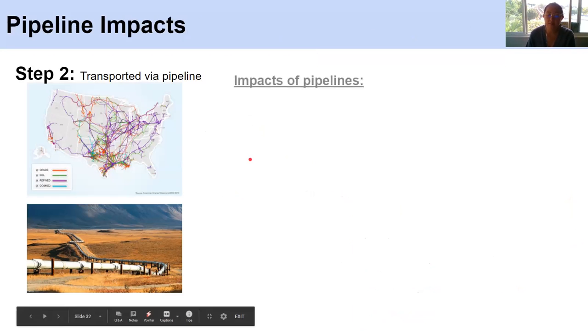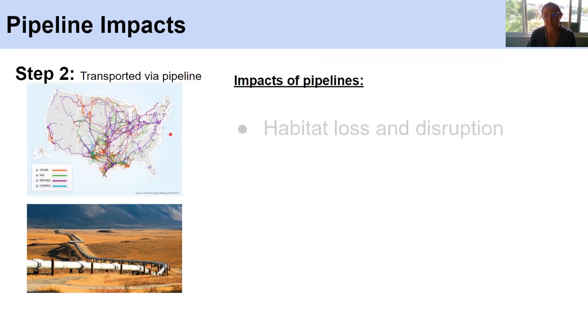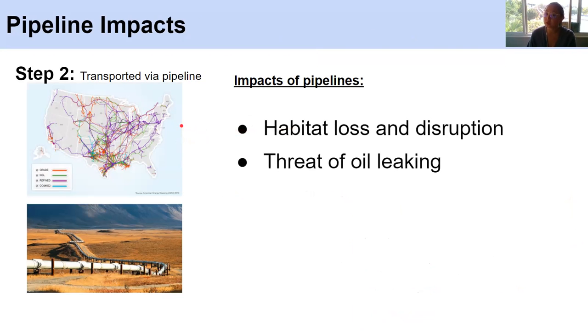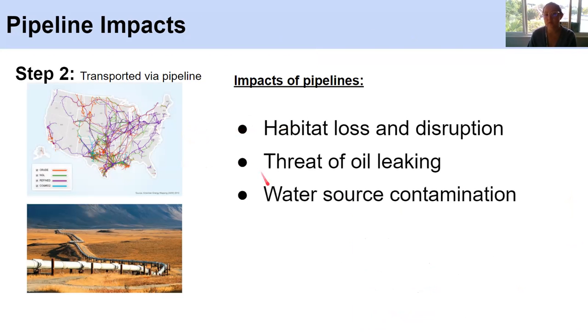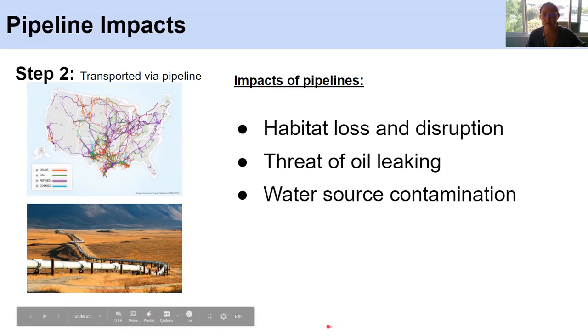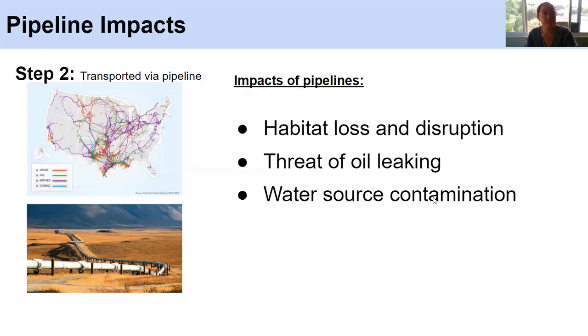And so then I said the impacts of the pipeline are habitat loss and destruction, the threat of oil leaking, of course, and water source contamination, and then also native land degradation. But native land degradation is just like everywhere, so I didn't put it in as a bullet point. These are the big ones.